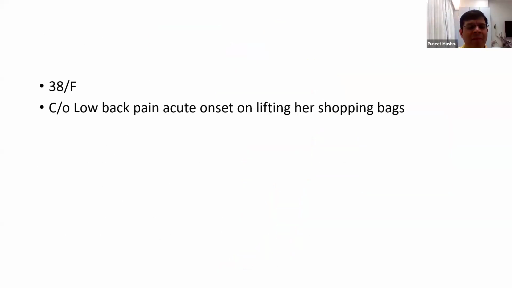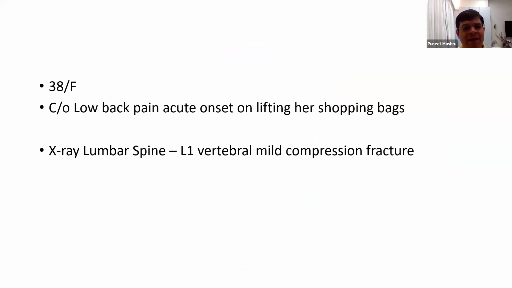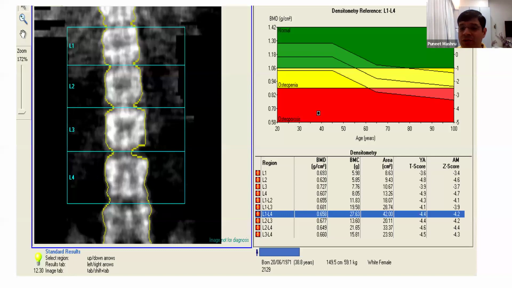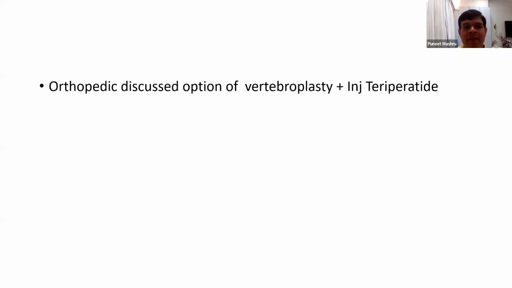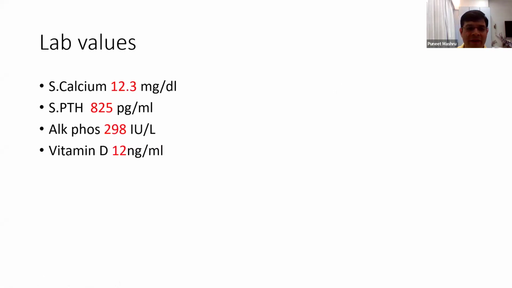Coming to the next case, a 32-year-old female, low back pain, acute onset on lifting her shopping bags, and X-ray was done, which showed an L1 vertebral compression fracture. Bone density was done, and it showed very low bone density, T-score of minus 4.4. But she's young, so we should look at the Z-scores. So it showed minus 4.2, and she was advised vertebroplasty surgery and injection teriparatide by the orthopedic surgeon.